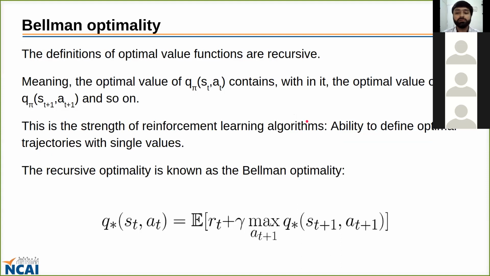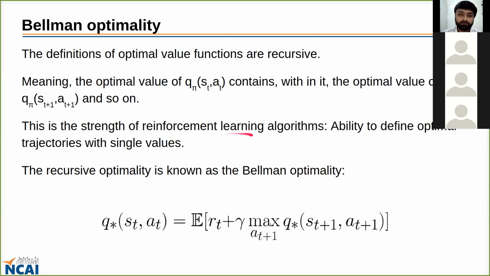Okay, now we know how to classify an optimal policy, but defining an explicit rule to find the optimal policy is the way to go. So the definitions of optimal value functions are recursive. What I mean by this is that the next state value function is embedded in the present state value function, meaning that the optimal value for this particular state with a particular action contains within it the optimal value for the next state and some next action.